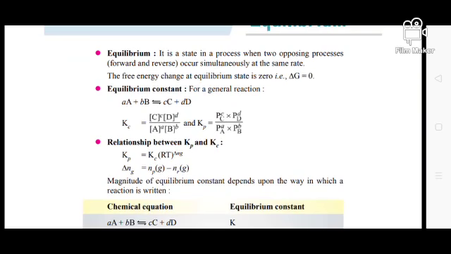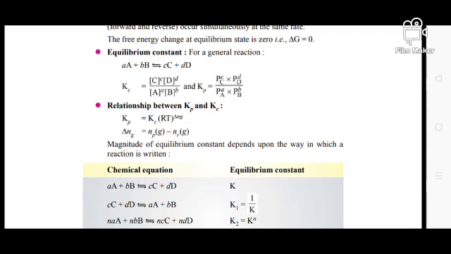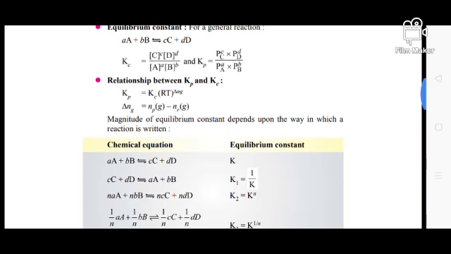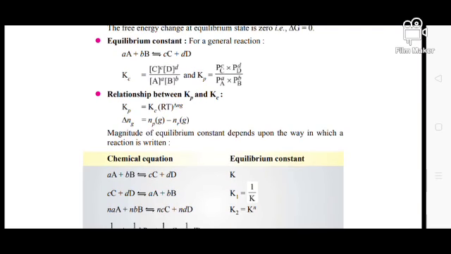Okay, so the equilibrium constant. We'll discuss the equilibrium constant. So what is the equilibrium constant? For a general reaction, when a moles of capital A and b moles of capital B react to form c moles of capital C and d moles of capital D as products. Here A and B are the reactants, written in capital letters, and the small letters are the number of moles they are using.